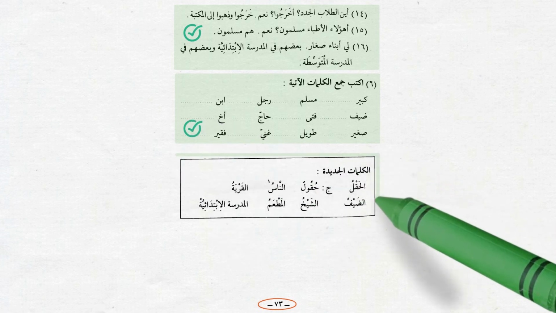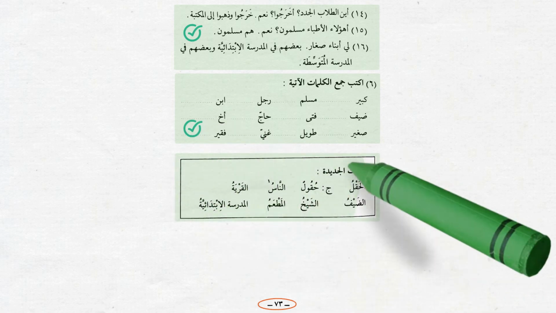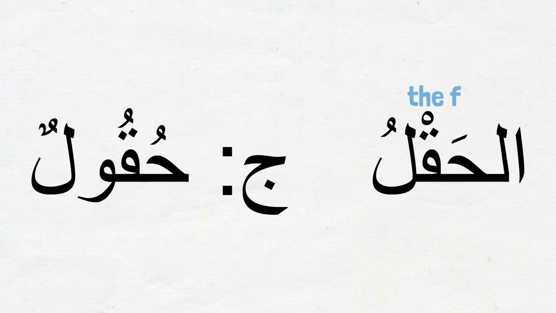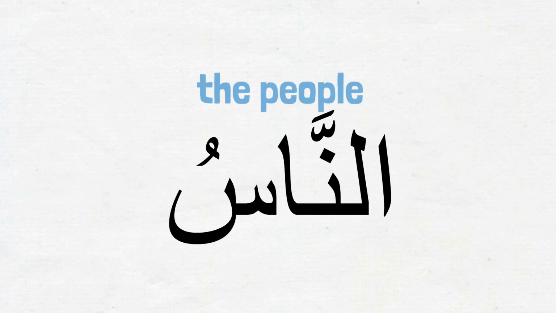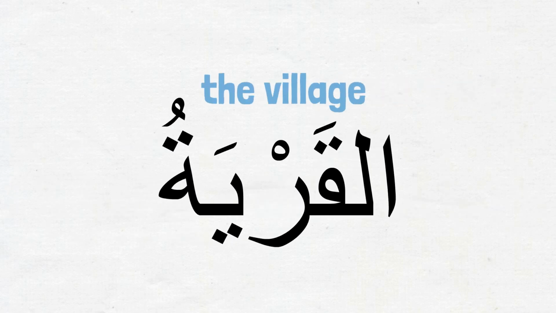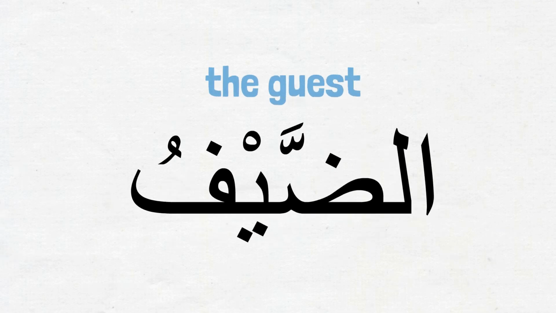Let's now quickly go over the table of new words given at the bottom of page 73. Al-haqlu means the field. Its plural is حقول, fields. An-nasu means people. It's a plural ism. Al-qaryatu is the village. Al-dayfu is the guest. Its plural is duyufun.